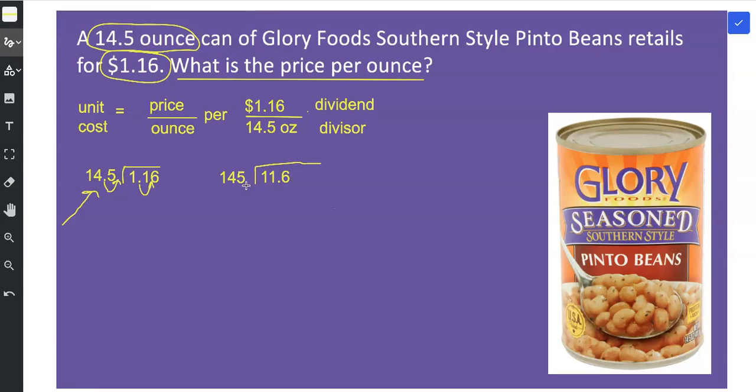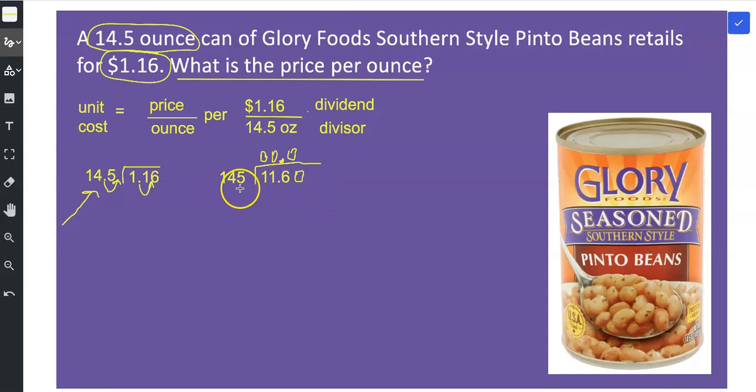Then I ask the question. Actually, I need to bring my decimal up first. I forgot to do that. Don't want to forget that. How many times does 145 go into 1? Well, 145 is larger than 1, so 0 times. How many times does 145 go into 11? 0 times. How many times does 145 go into 116? Again, 145 is larger than 116, so we would say 0 times. And then I need to add a 0 on the end and ask the question again.